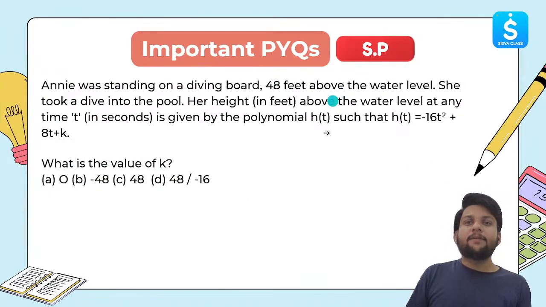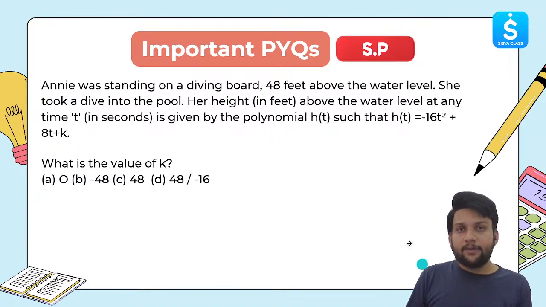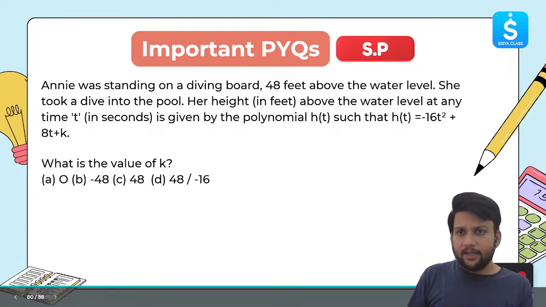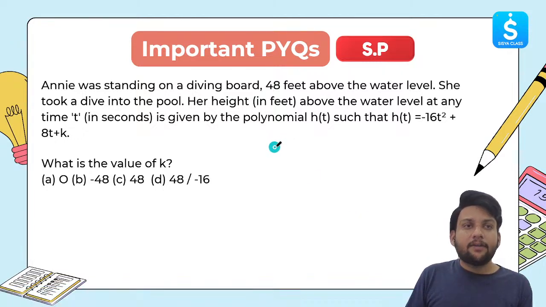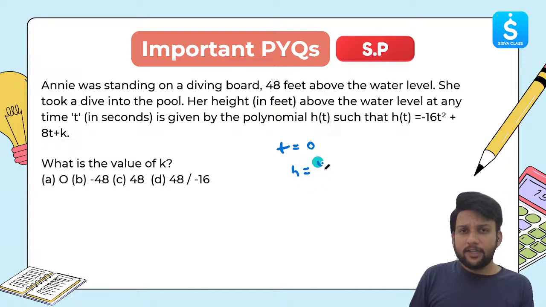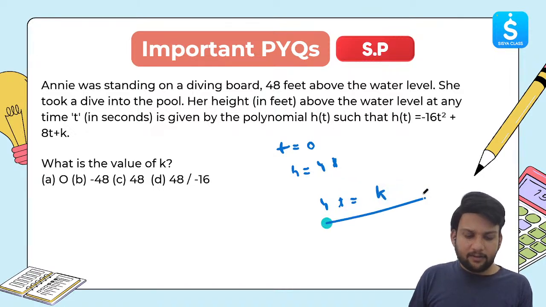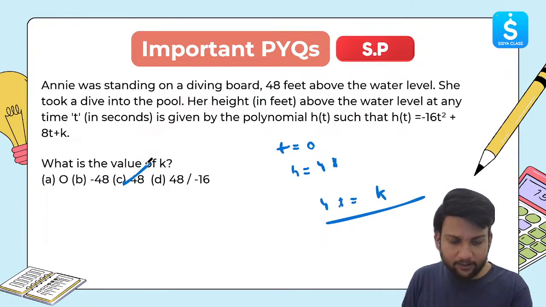So what do we have to find? First of all, what is the value of k? How will I find this? In order to do this, what is the initial level? That is, when t was 0, the height was 48, right? That is what initial level means, right? So I will just do 48 equals minus 16 times 0 plus 8 times 0 plus k. So there we have it, the value of k as 48, pretty straightforward. Yes or no? You understood?